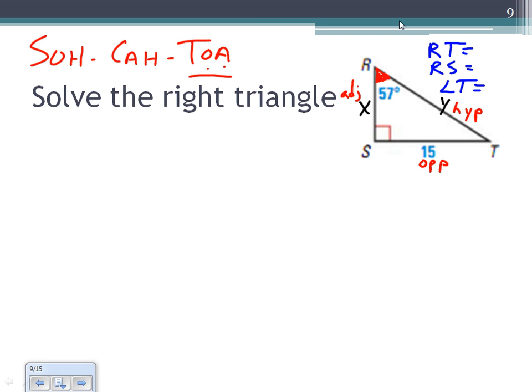Am I going too fast or too slow? No. Okay. Leslie, set it up for me. So tangent of what? Do we know what angle R is? No. Angle R? Thank you. 57 degrees equals what over what?